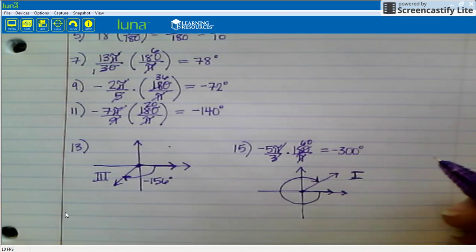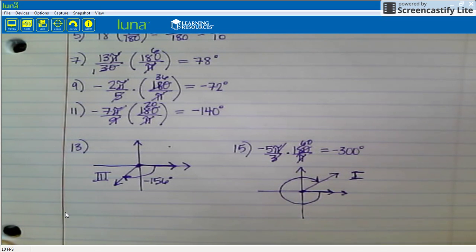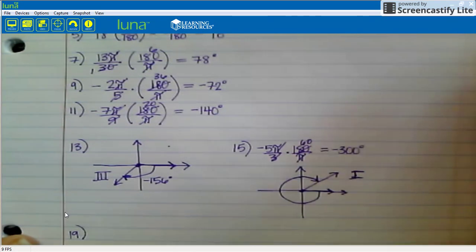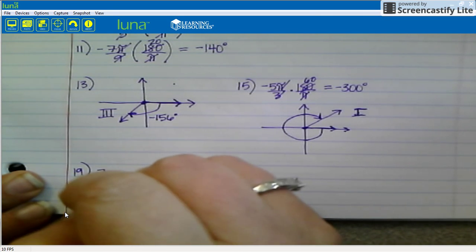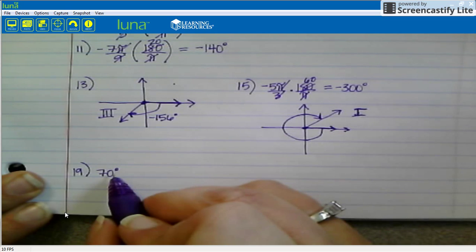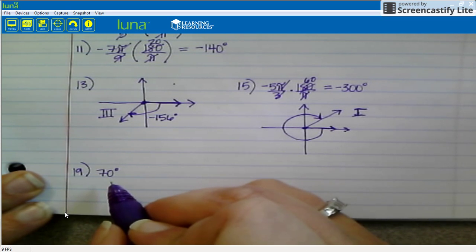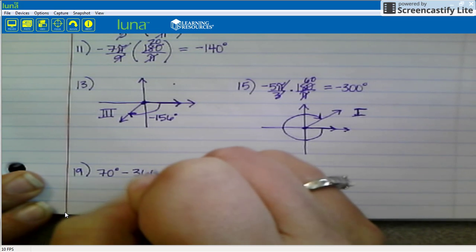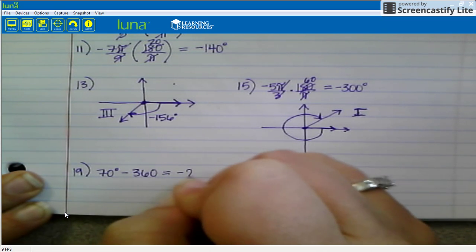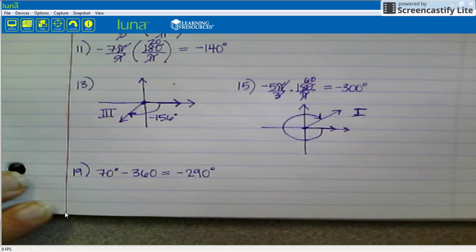If you skip over to number 19 through 24, this is where you're finding the coterminal angles, and you want a positive and a negative coterminal angle with the given angle. So in number 19, what we look at when we work with problems like this is I start with an angle of 70 degrees. And so since I'm positive, I am going to subtract the 360. So 70 minus 360, and this is going to give me negative 290 degrees will be my coterminal.